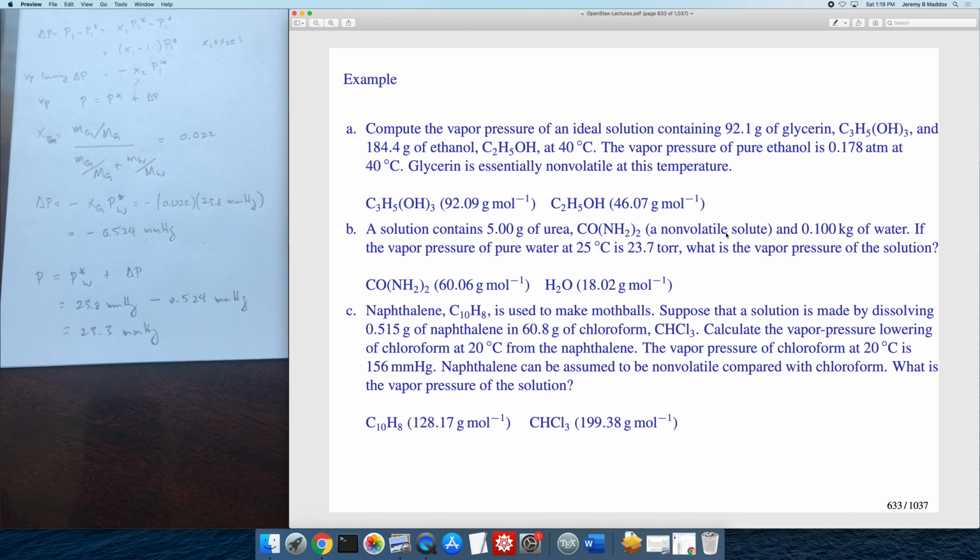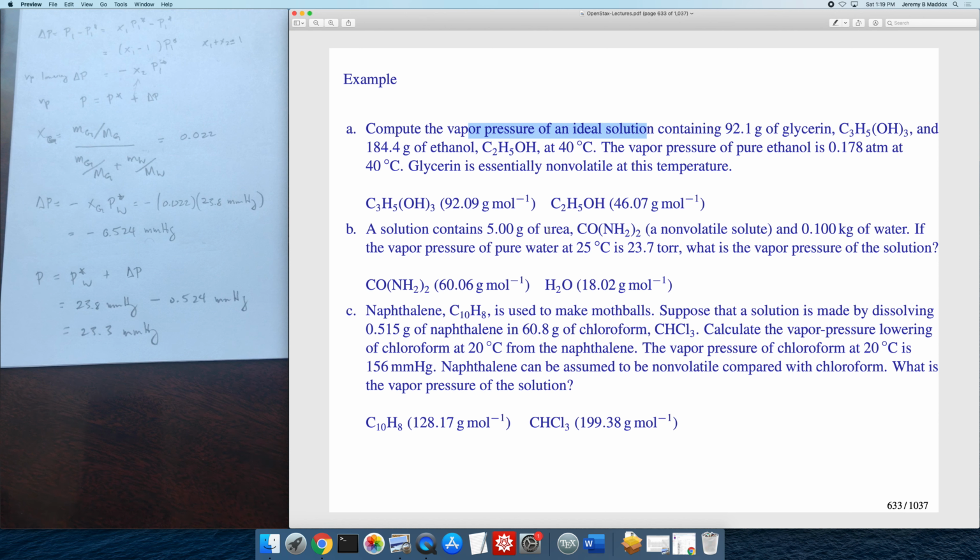Here we've got a number of problems. Let me just look at them quickly to see if there's any tricky ones. Compute the vapor pressure of an ideal solution. We've got some glycerin and some ethanol. Vapor pressure of pure ethanol is this. So this is the same problem. They want you to calculate the vapor pressure of the solution.